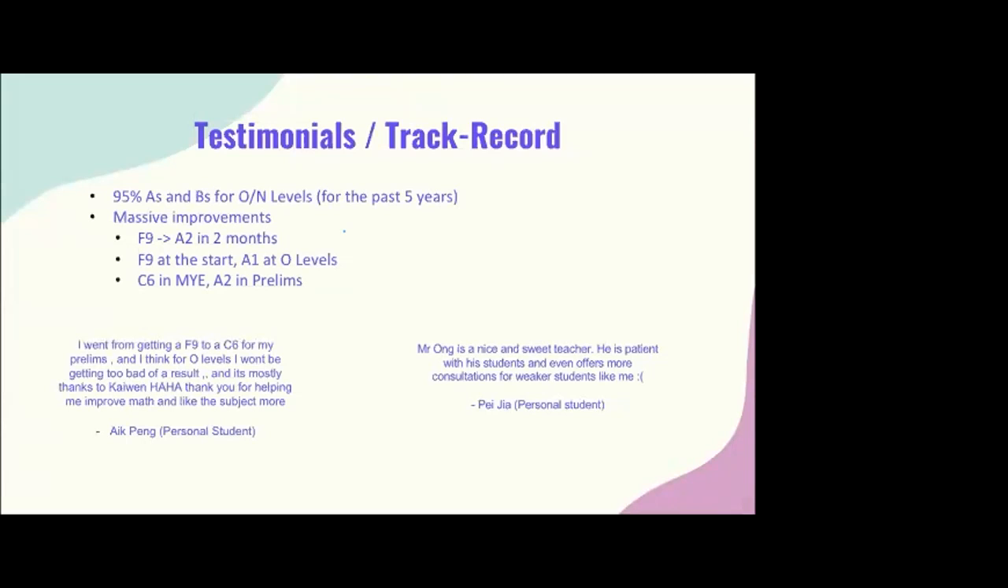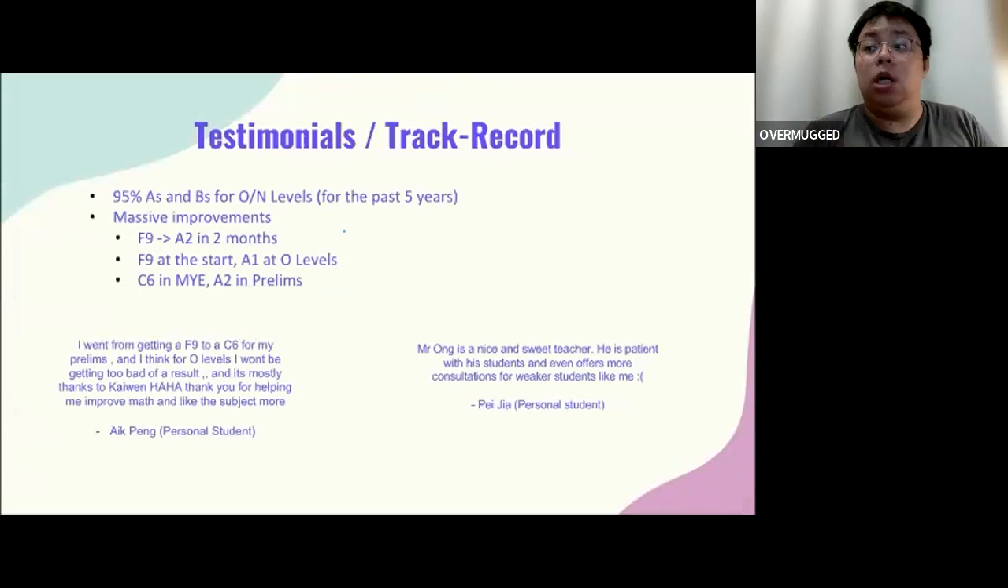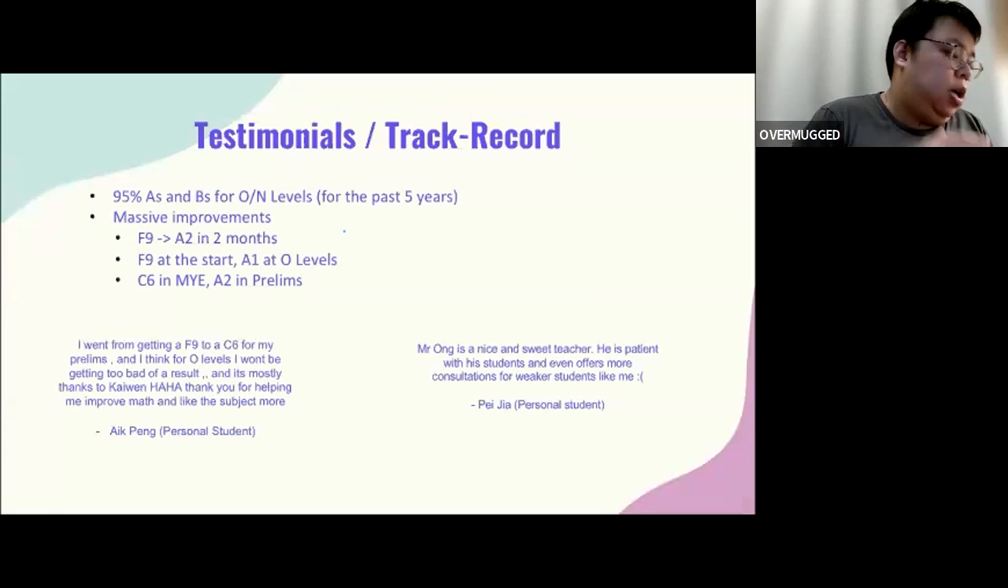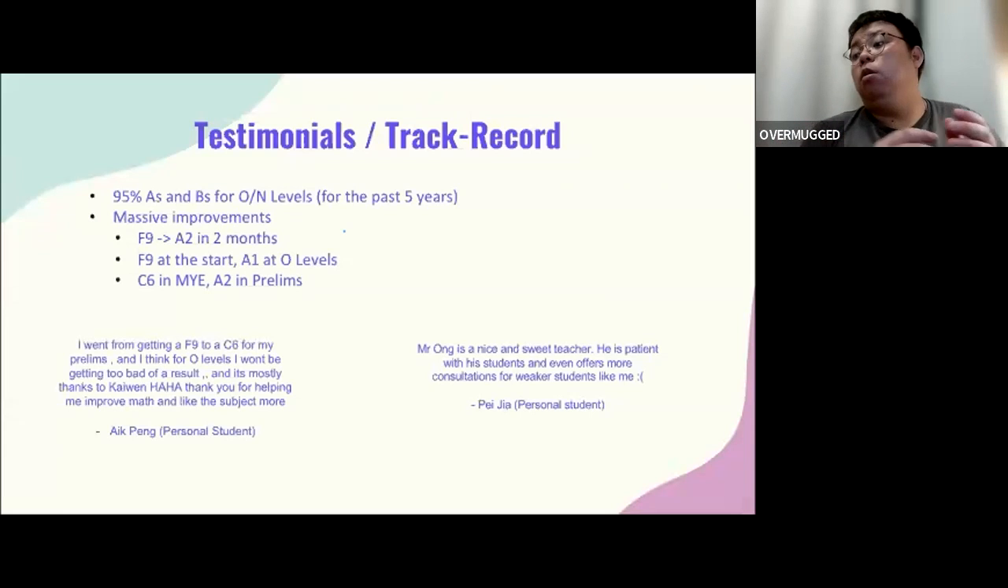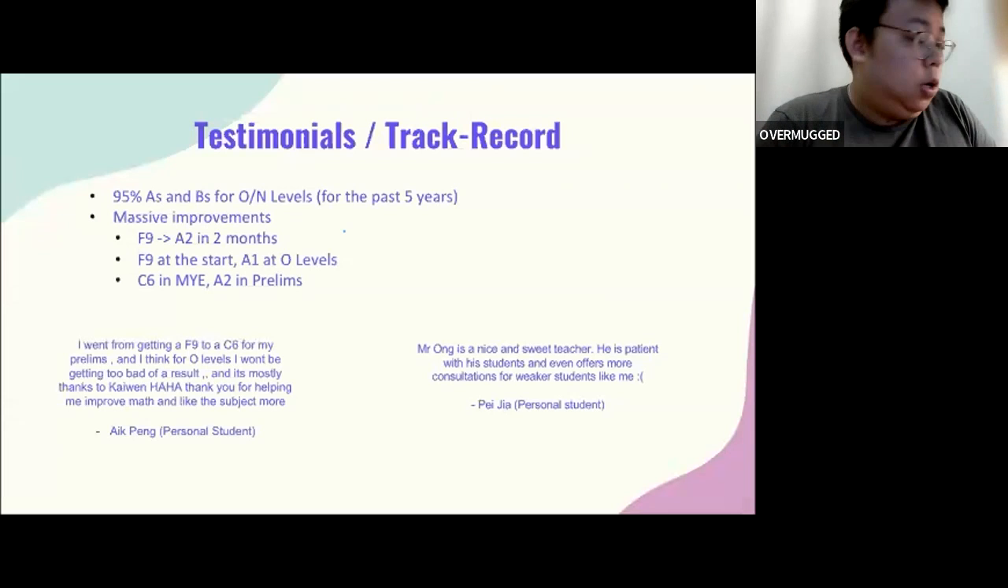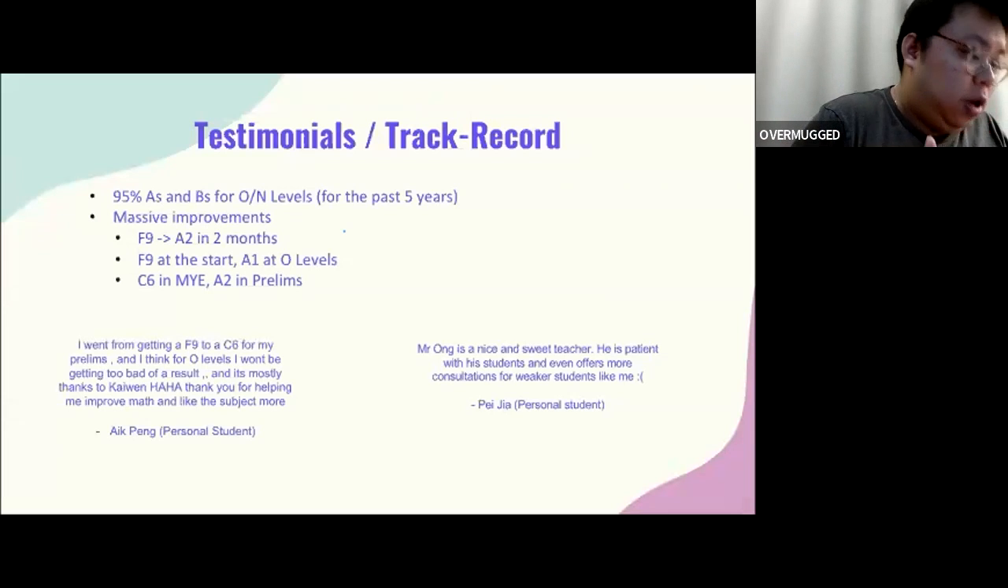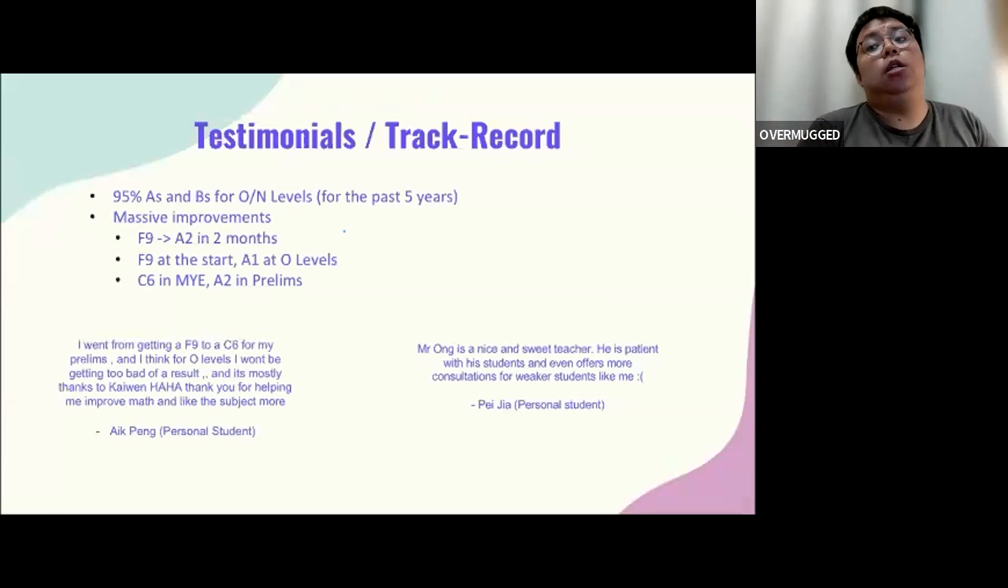I will not say the name of the students, but these are some of the more notable achievements. I do have students that started with me in August. They came to me scoring F9, very badly, for O-level E-Math. And then within 2 months, they jumped to an A2 for prelims. These are the very exceptional kind of people that work really, really hard, so I do want to give them a little shout out. Then I got students that start off with F9 and then suddenly jump to A1 for O's. Those are the kind of students that I have, and I do hope that I'm able to help you guys as well. These are just some of my students and some of the testimonials.